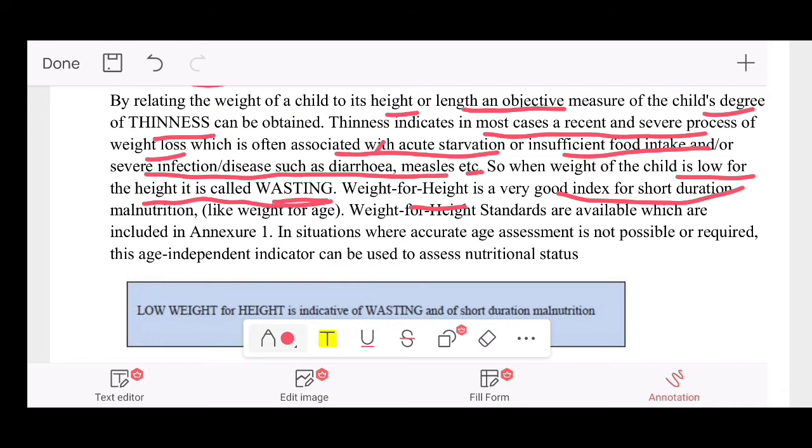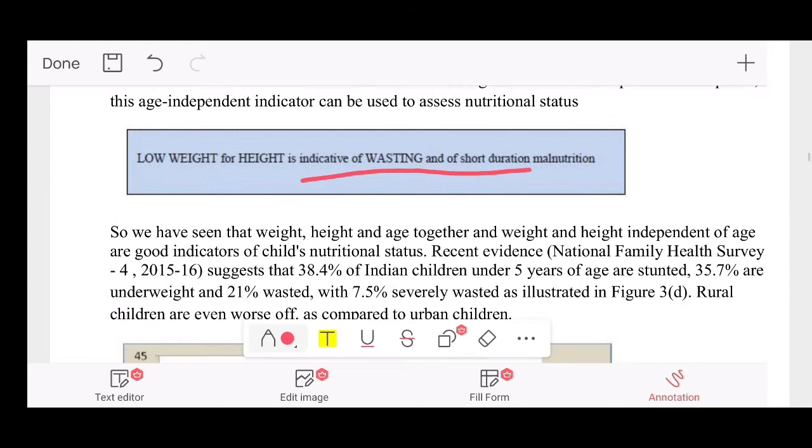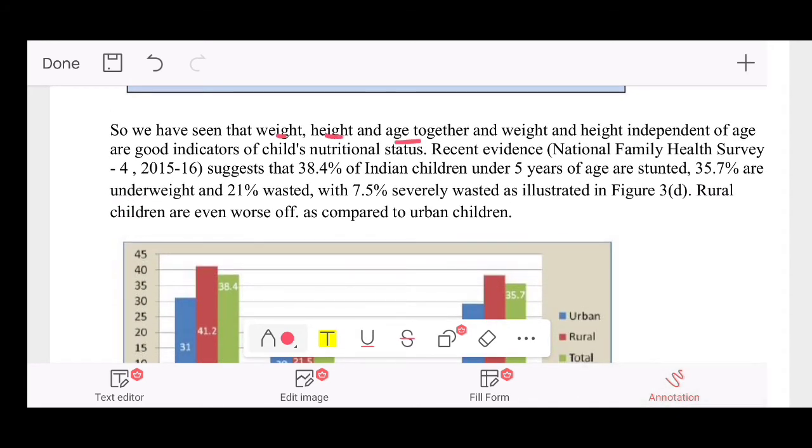Okay, low weight for height is indicative of wasting and of short duration malnutrition. So we have seen that weight, height and age together, and weight and height independent of age, are good indicators of a child's nutritional status. These three, height, weight and age, are good indicators for the nutritional status.